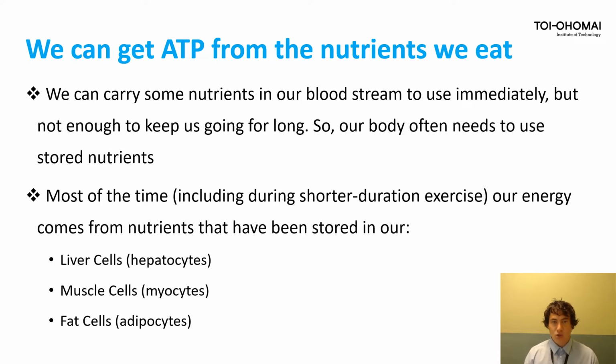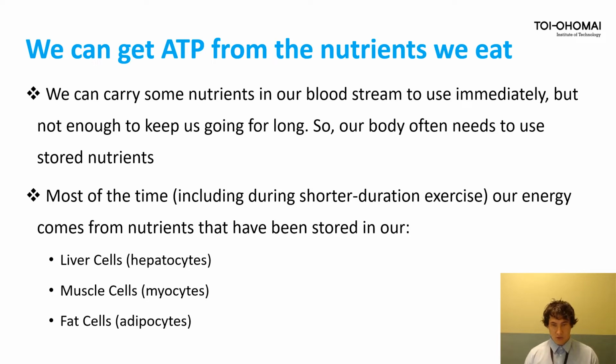We can carry some nutrients in our bloodstream to use immediately. Remember, our cardiovascular system is our transport system. So we've got a pool of nutrients sitting in there ready to be used, but there's not enough to keep us going for very long. Which makes sense, because if you want to store enough energy in our blood to last a long amount of time, it's going to take up a lot of space. So our body often needs to use stored nutrients, put somewhere else, somewhere where it takes a bit of time to get, but it's stored in a more efficient way.